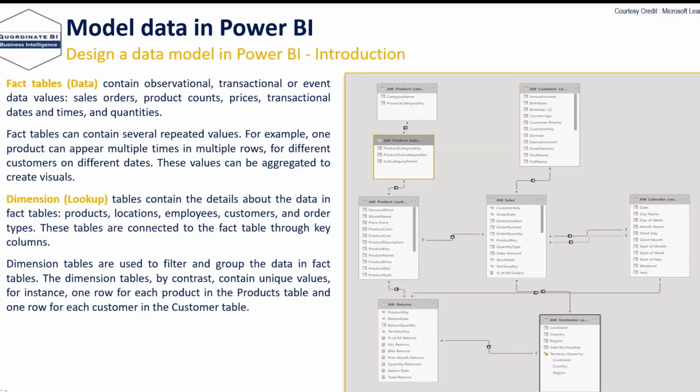In this tutorial, let us understand the important aspect of fact tables and dimension tables. Let us understand what fact tables are, that is the data table, and what dimension tables are, which are also called lookup tables. So let's get started.